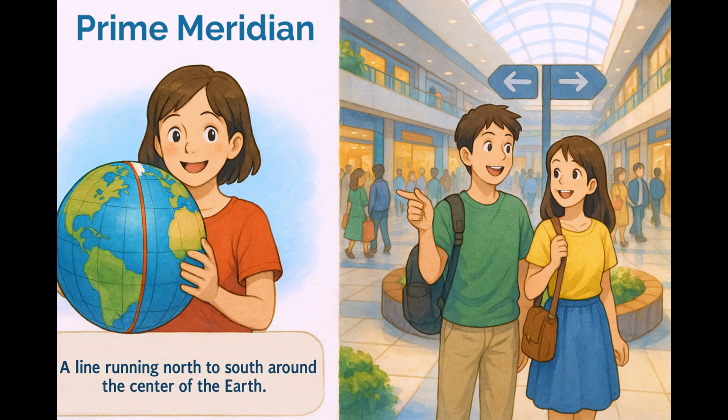In this analogy, the shopping mall represents the Earth. The central point is the prime meridian, and the various stores symbolize different locations across the globe, all measured in relation to this central line running from the North Pole to the South Pole.